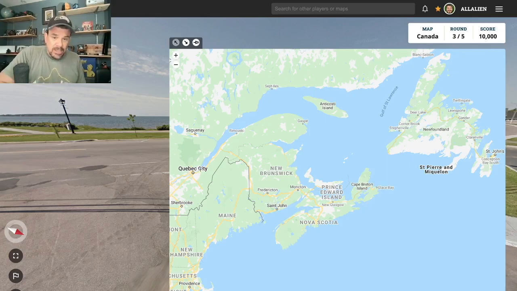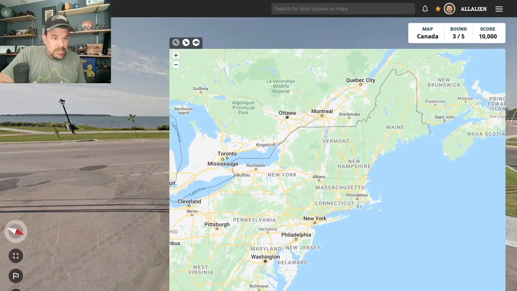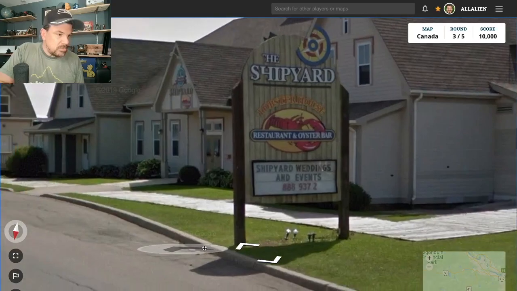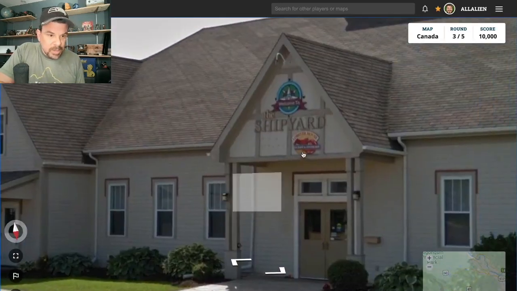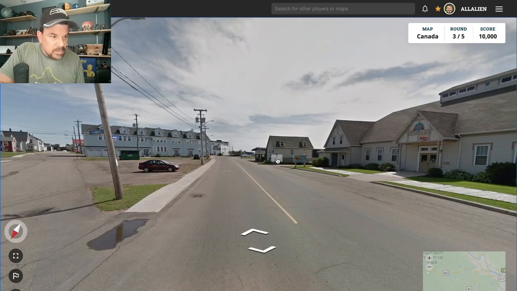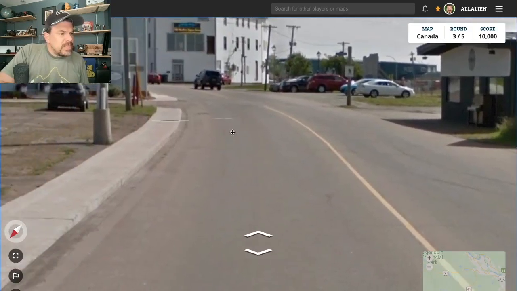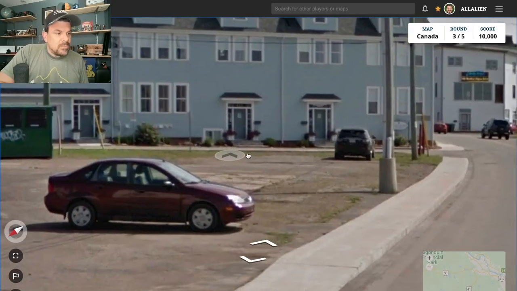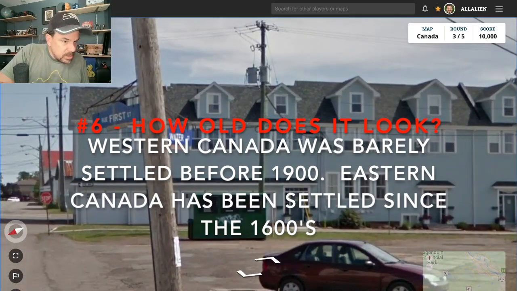Many cities can include French spelling if they're so inclined. There's Shipyard Lobster, which is another clue. We're practically guaranteeing we're in Atlantic Canada now. We're also narrowing it down. It could put us in Prince Edward Island, which would fit with the small town feel.